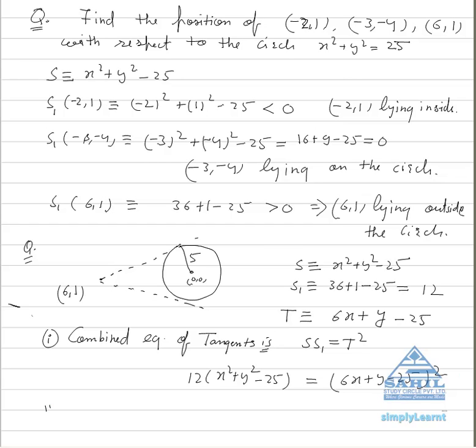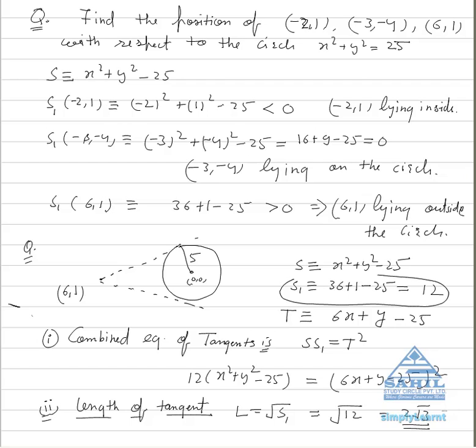What is the second thing which we can find out? Length of tangent. Now what is the length of tangent? You just understand that. I told you that length of tangent is L equal to root over S1. Right now, that is equal to root over 12, that is equal to 2 root over 3. That's your answer. I think that's very, very easy. You can easily understand because we have already obtained that the value of S1 is 12. Got this or not?